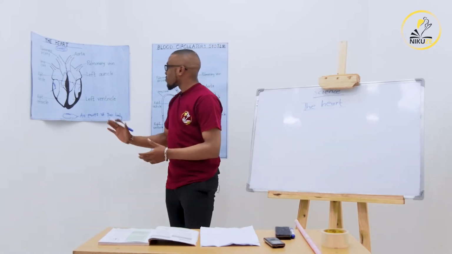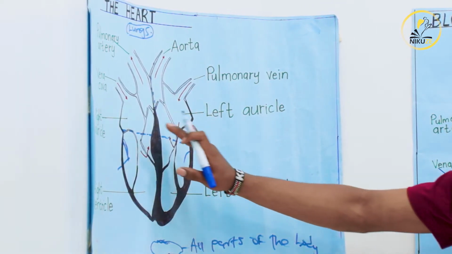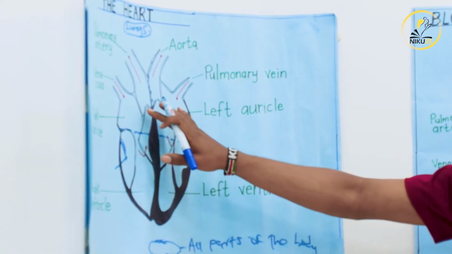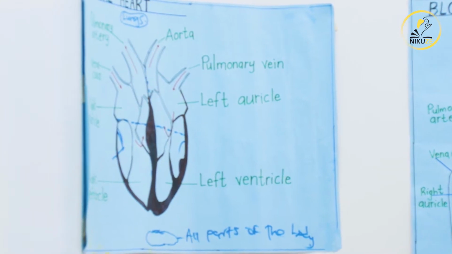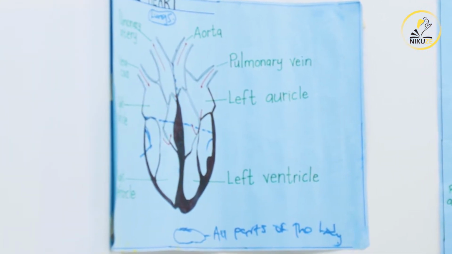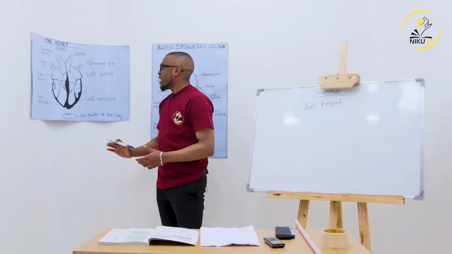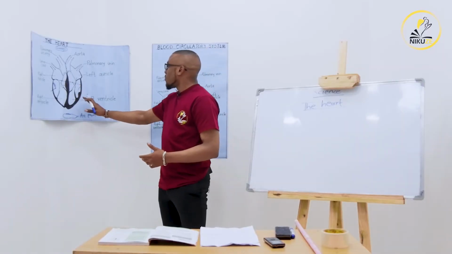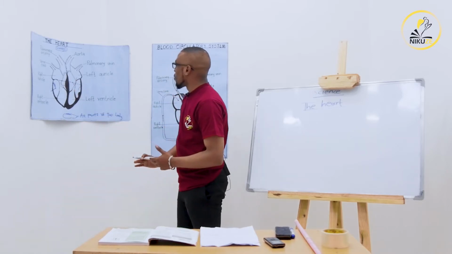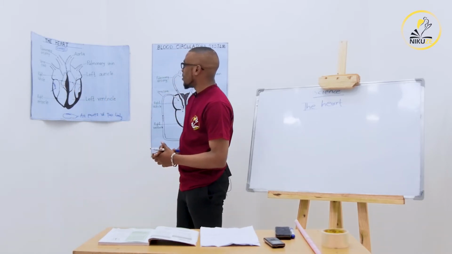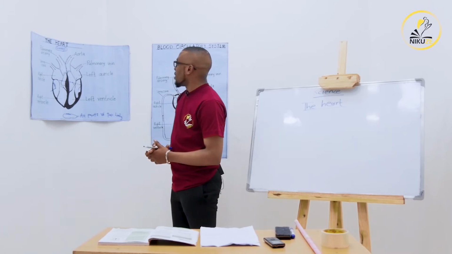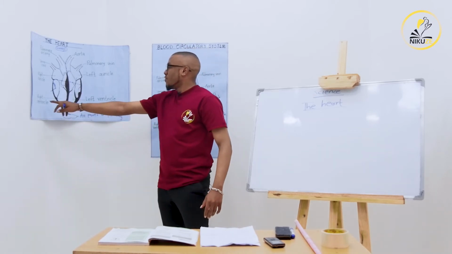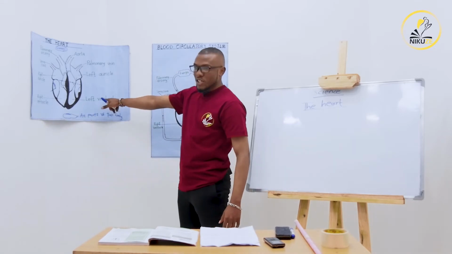If you look at this upper part here, the upper chambers are called the auricles, and the lower chambers are called the ventricles. Now, how does this come to 4? On the upper part, we have the right auricle and the left auricle. When you come down, we have the right ventricle and the left ventricle.